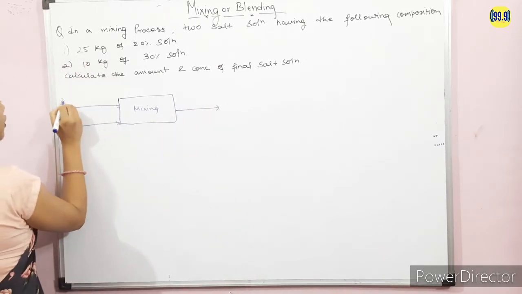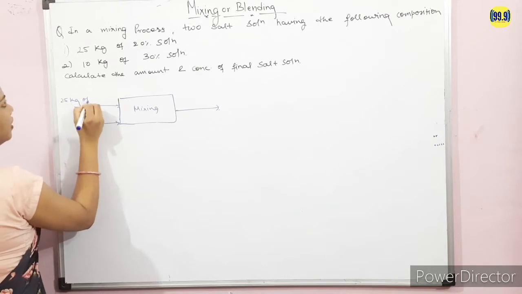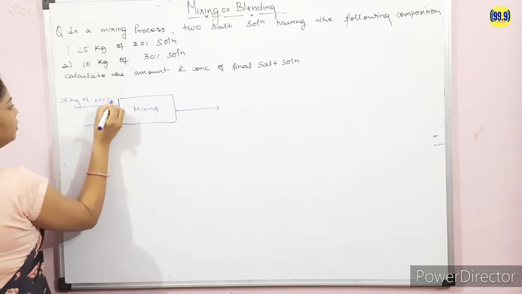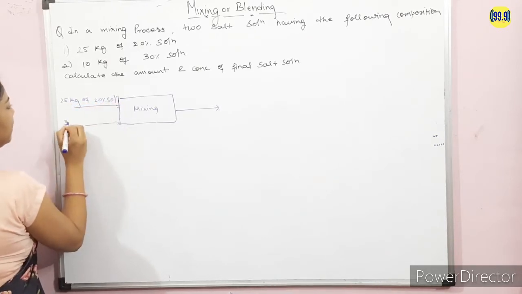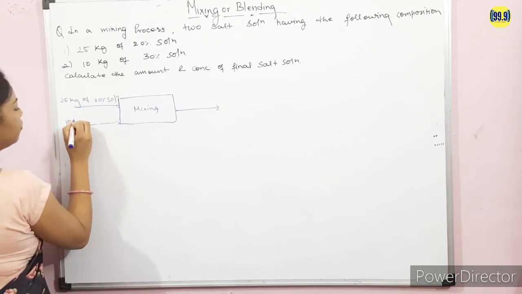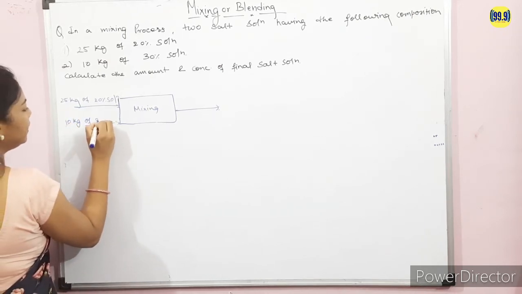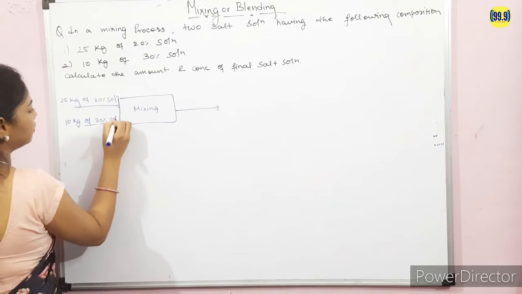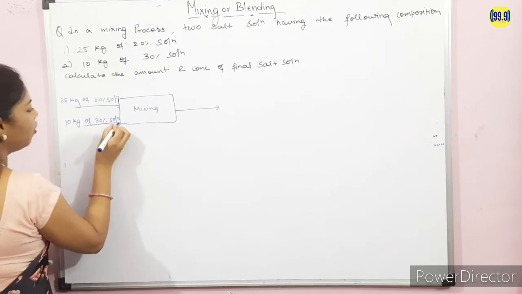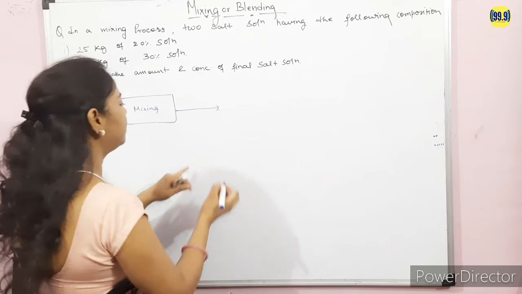First one is the 25 kg of 20% solution, and the second one is the 10 kg of 30% solution. Okay, so this is all the given data of the product.